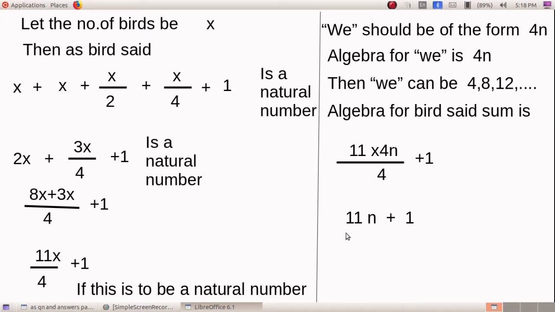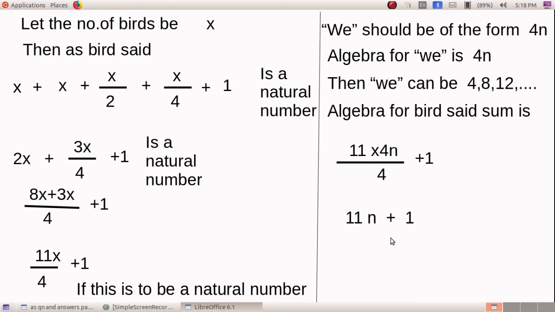This one is another arithmetic sequence, in the form of an plus b. An algebraic expression in the form of an plus b will be an arithmetic sequence. Therefore, the bird set sum, that is, first one 11 plus 1 will be 12, second 23, 11 20 23 and 32 like that. It will be a sequence like that.